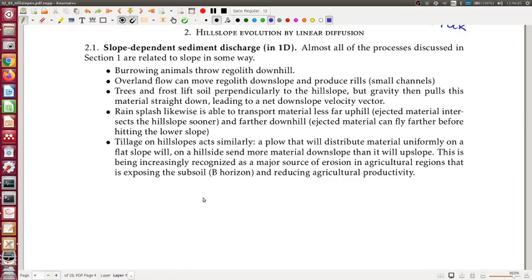Almost all the processes that we discussed in the prior section are related to slope in some way. So it doesn't matter whether we have animals burrowing into the hillside and throwing that dirt down the hill beneath them, because if they throw it uphill, it's going to be more work and it's going to refill their hole. Or if we're talking about overland flow, cruising across the surface, picking up sediment and moving it.